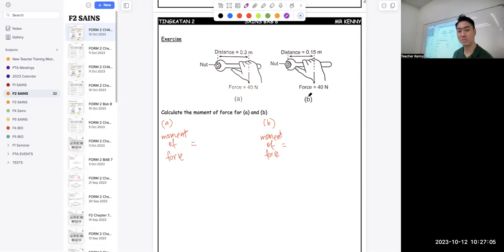So what's the force? 40 Newton, agree? What's the distance? 0.3 meter. This is also 40 Newton, but this is 0.15 meter.